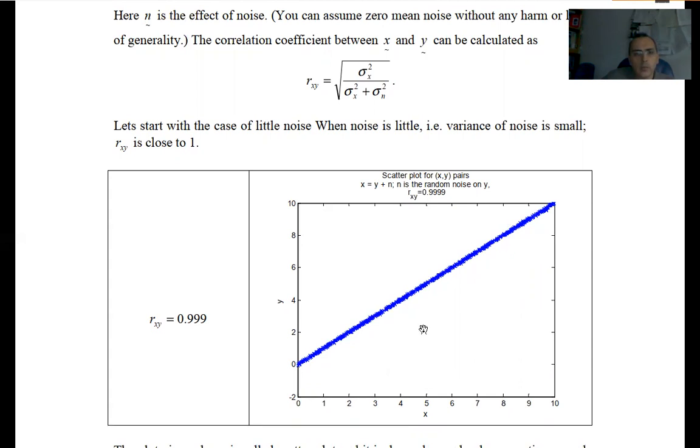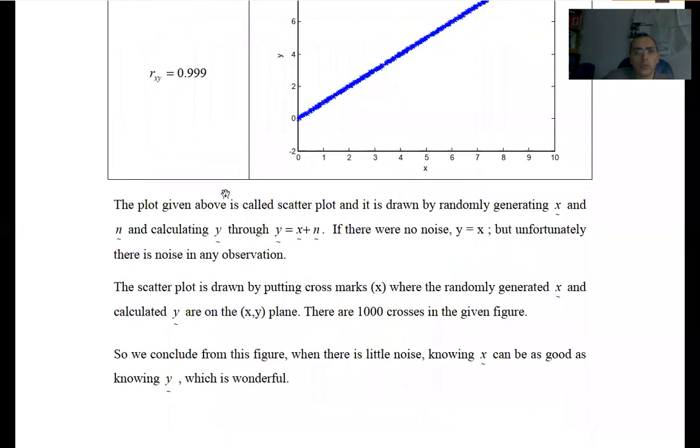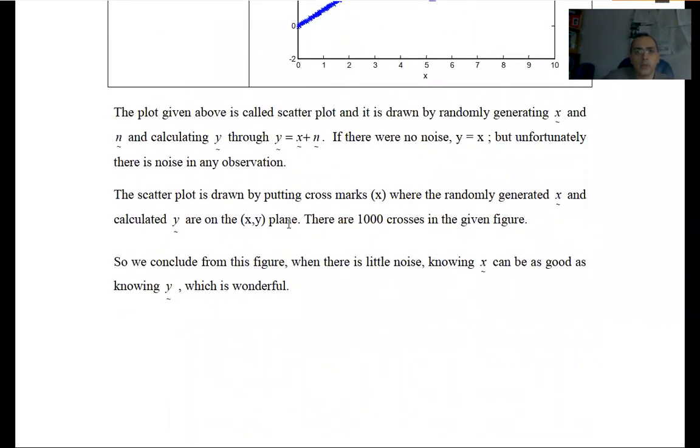So if you repeat this experiment, you see that if the correlation coefficient is 0.999, X and Y cannot deviate from each other too much. And they are mostly located on this straight line, the Y equal to X line. So this is for the 0.999 case.